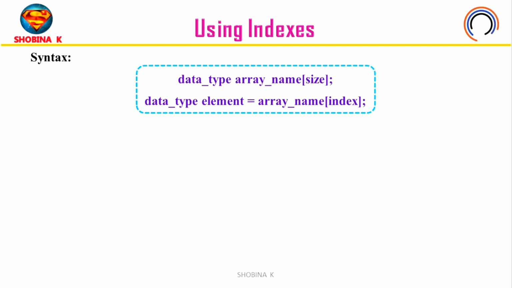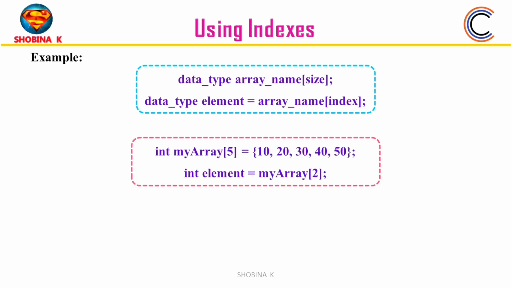Data type, array name, size. This line is a declaration statement that defines an array named array name. Data type is the type of data that the array will store, for example, int, float, char. Array name is the name given to the array. Size refers to the number of elements that the array can hold. Now let's see an example. int myArray[5]. This declares an integer array named myArray that can store 5 elements. Now data type element = array name[index].